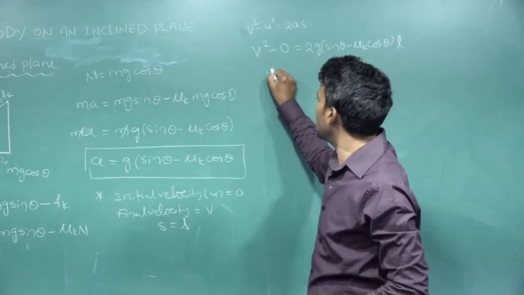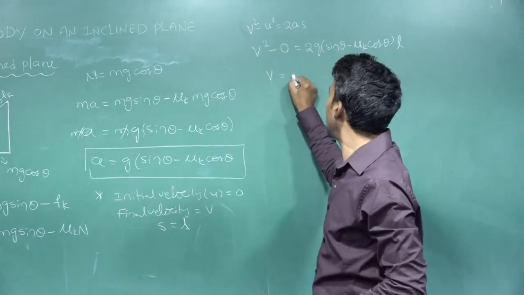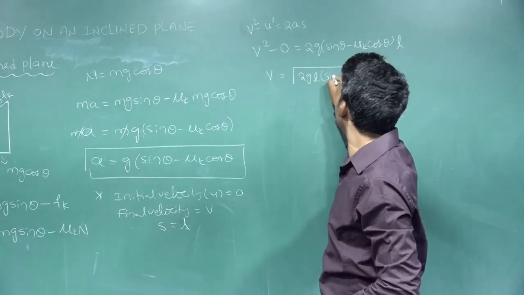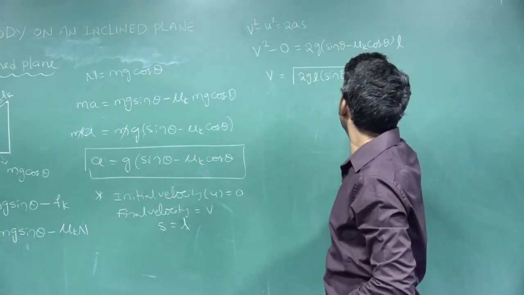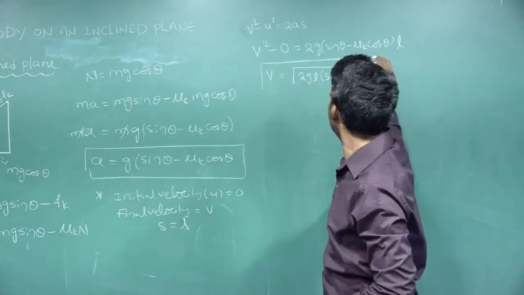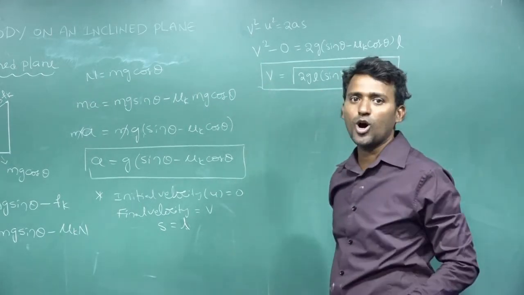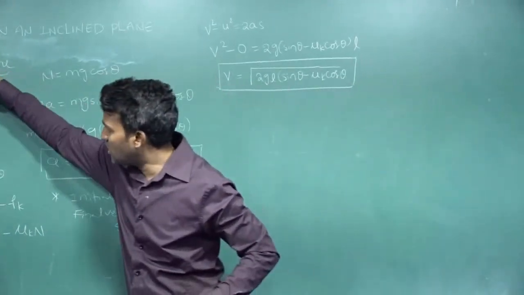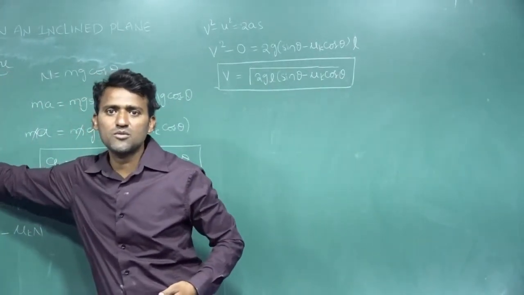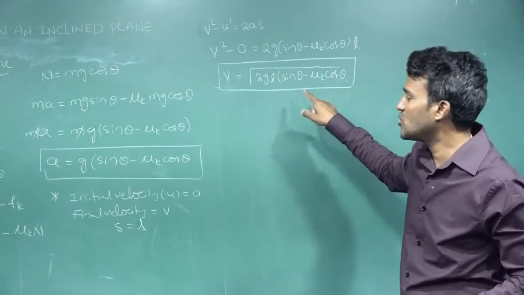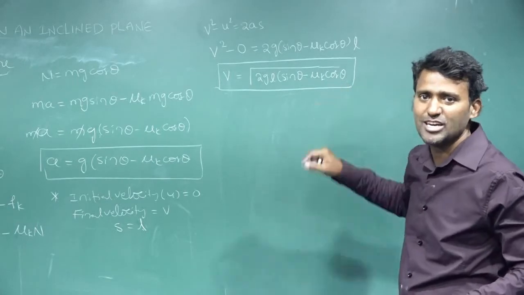We can write this equation, taking the square to the other side, as under root of 2gL into sin theta minus mu k cos theta. This is the final velocity of the block when the block strikes the ground. So at that moment, the final velocity v is equal to under root of 2gL into sin theta minus mu k cos theta.